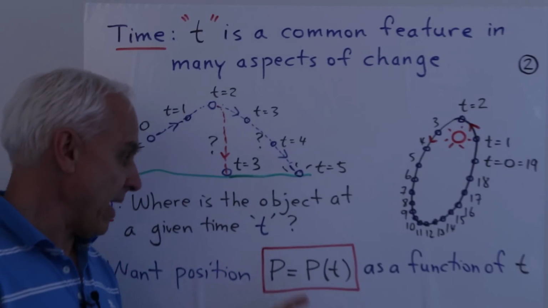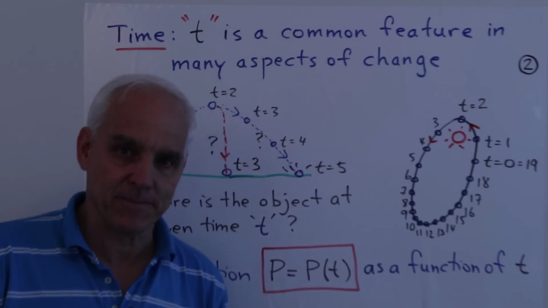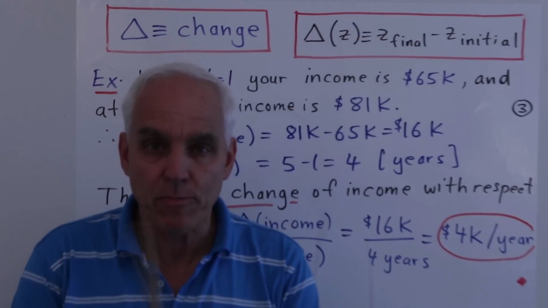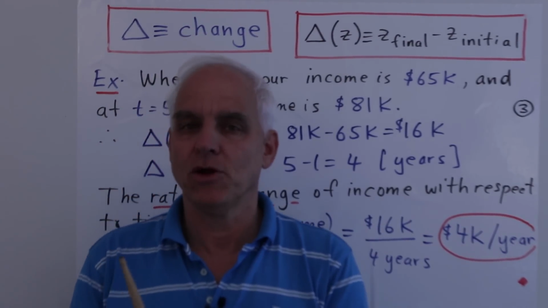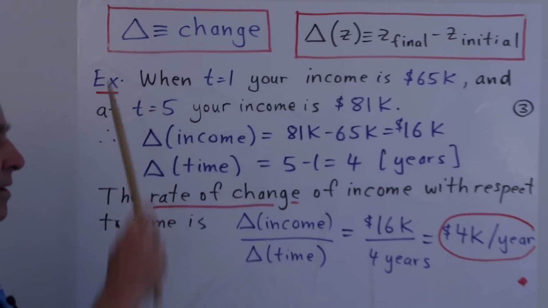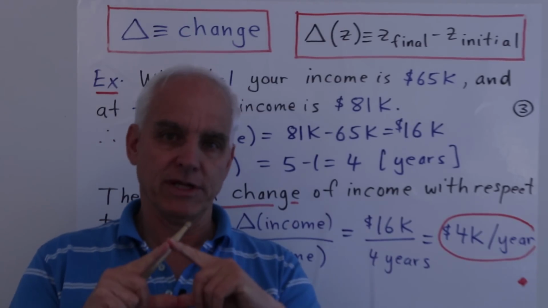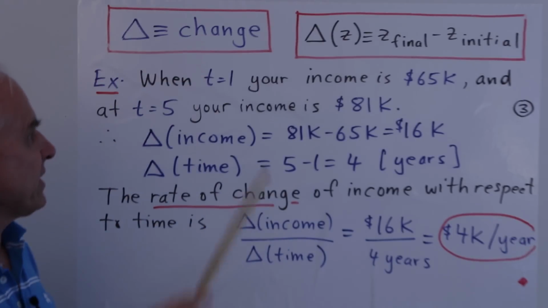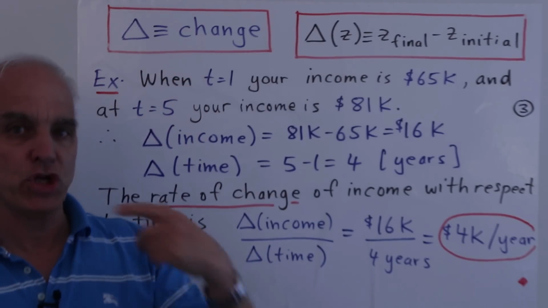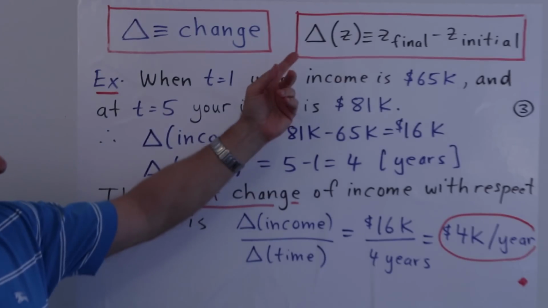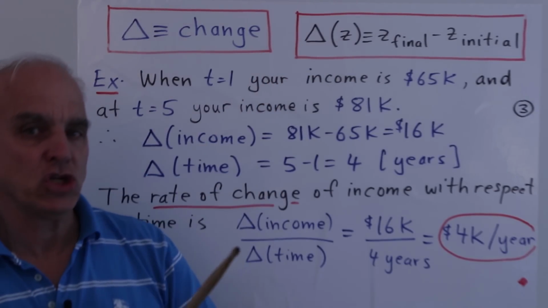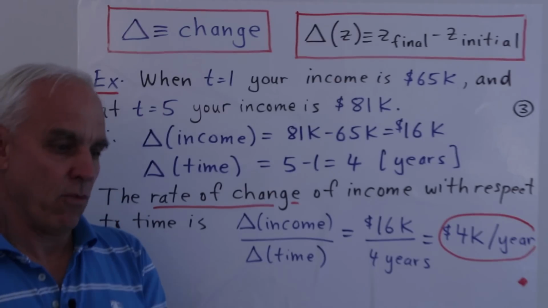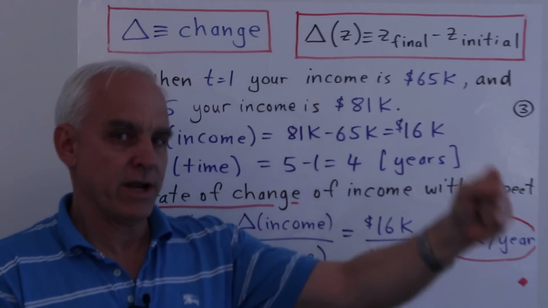So change, of course, is very important in calculus, and in calculus we have a symbol that denotes change, and that's the Greek letter delta, the capital delta that looks like a triangle. So that symbol will often denote change. And typically the way we might use it is if we write delta of z, we're talking about the change in z as we go from one value of z to another.